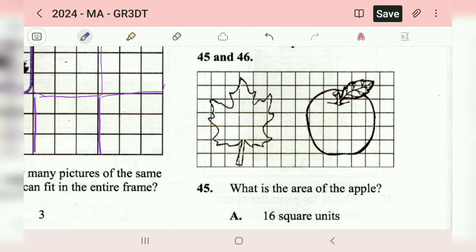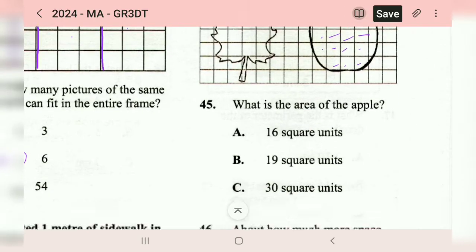Remember, area is length times width. So we're going to see how many squares. If it looks like more than a half of a square, you count it as 1. All right, so let's go. 1, 2, 3, 4, 5, 6, 7, 8, 9, 10, 11, 12, 13, 14, 15. This could be 16. I'm not sure how much of the leaf part. All right, let's see the numbers they have. So let's call it 16.